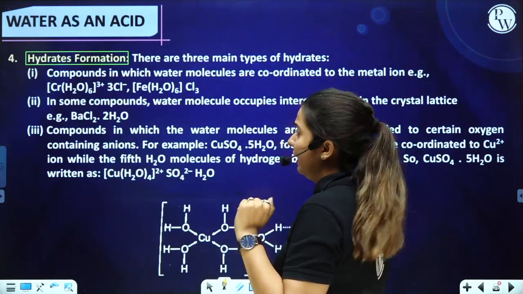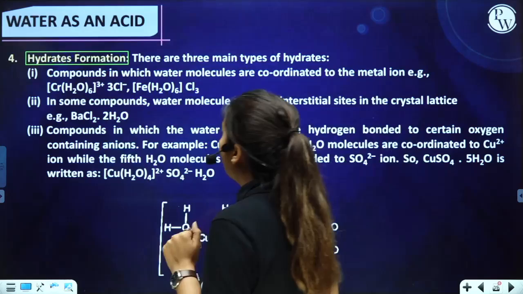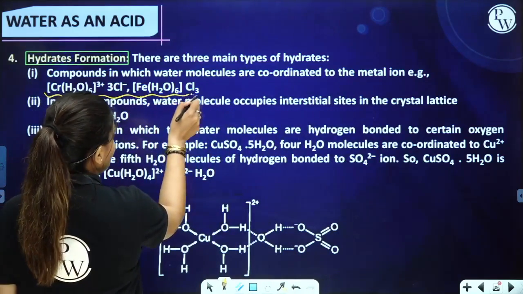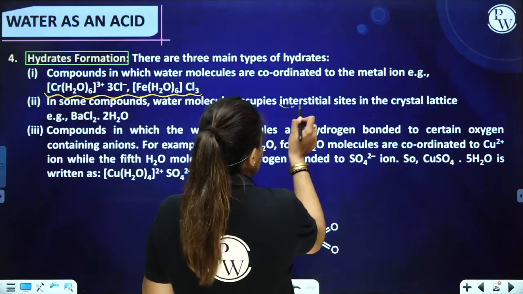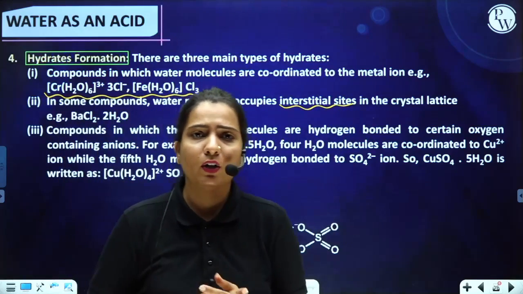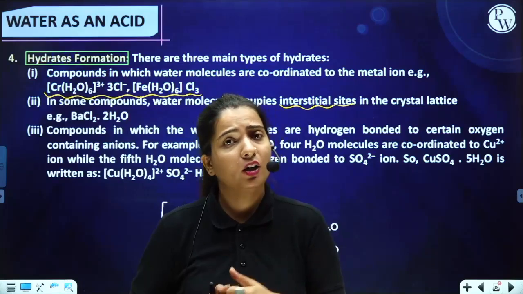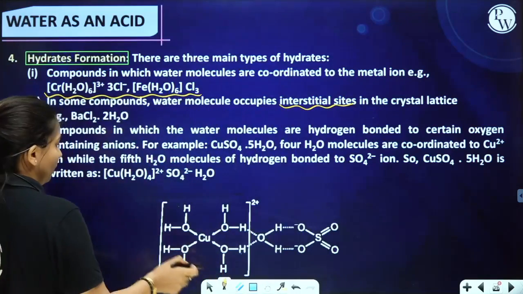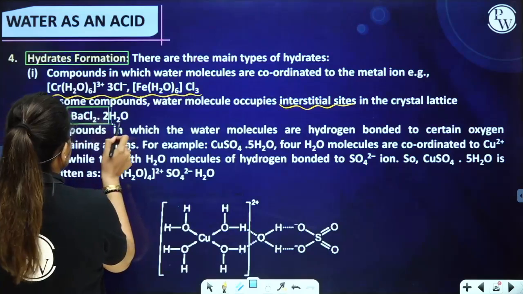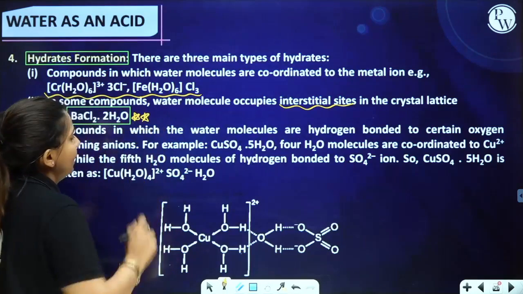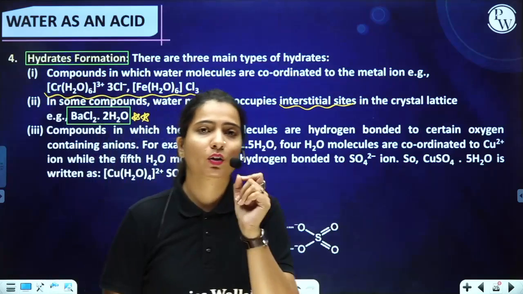Okay. Now we have in some compounds, water molecules occupy the interstitial site. See, there is some ionic compound, there is a lattice point, there is an interstitial point. So, water molecules are present in that interstitial point. So, one of the example over here is BaCl2.2H2O, and you will remember this. You don't need to forget this.